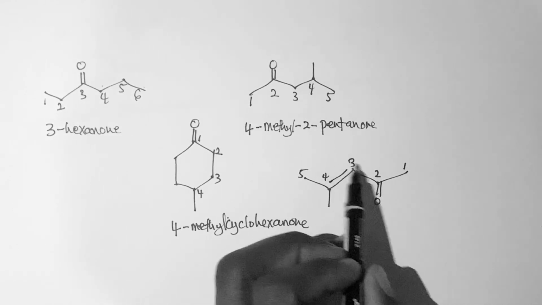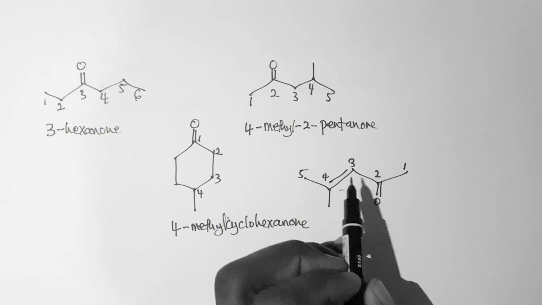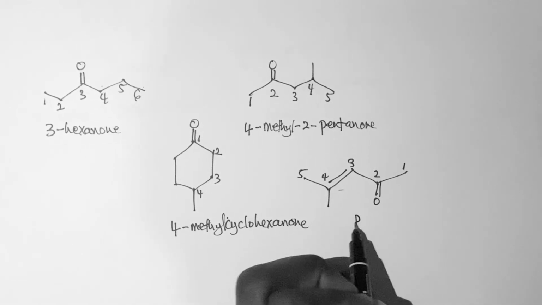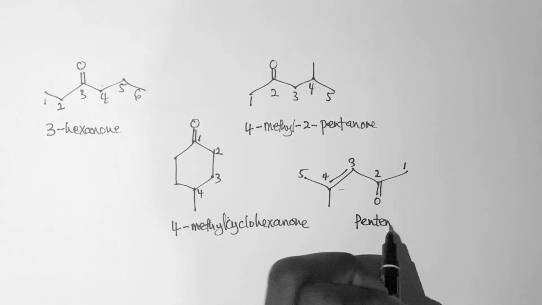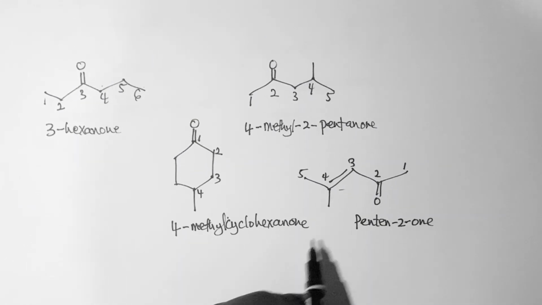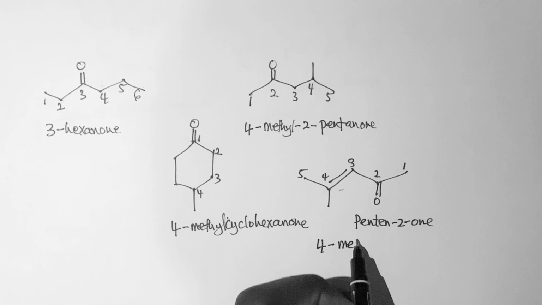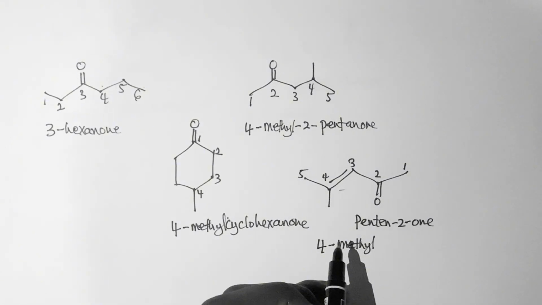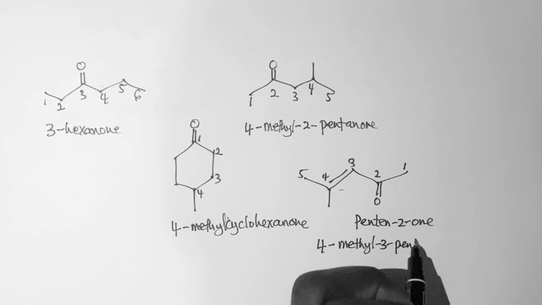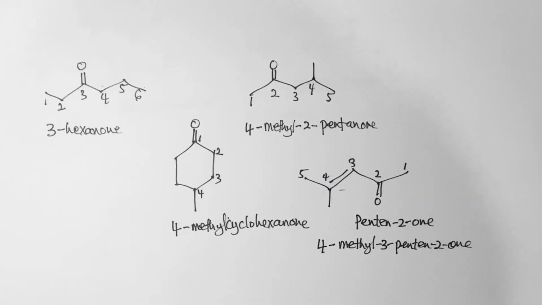And just as we did for the aldehydes, you see that there is an alkene functional group on carbon number 3. So instead of a pentanone, this becomes a pentenone. The one is on carbon number 2, so pentan-2-one. So we have a 4-methyl, and therefore the name becomes 4-methyl. The alkene functional group is on carbon number 3, so 4-methylpent-3-en-2-one. So this is the name of that molecule.